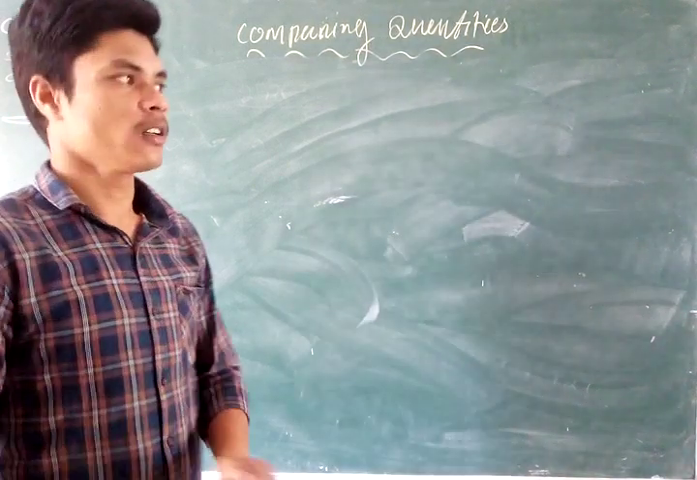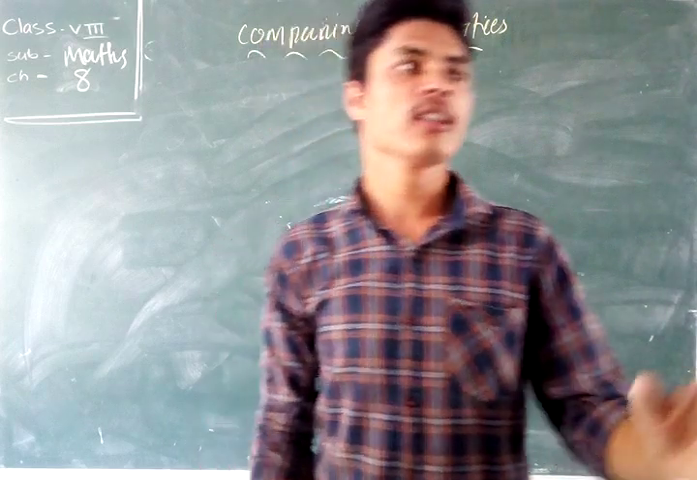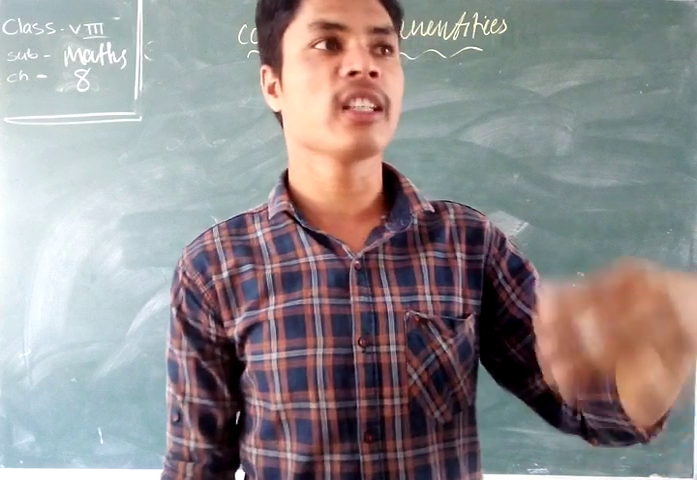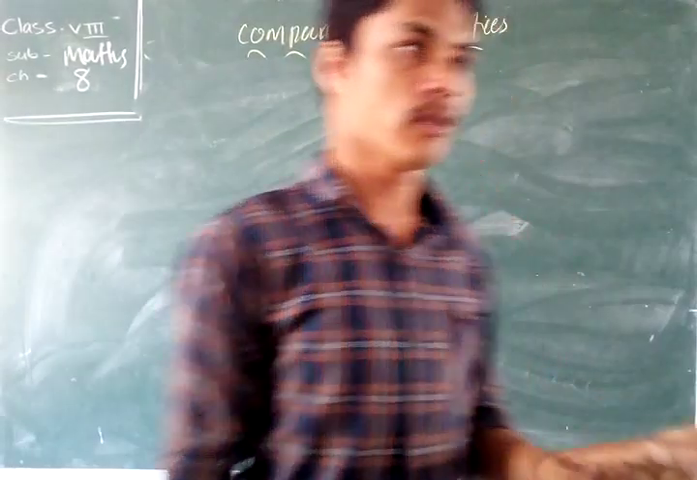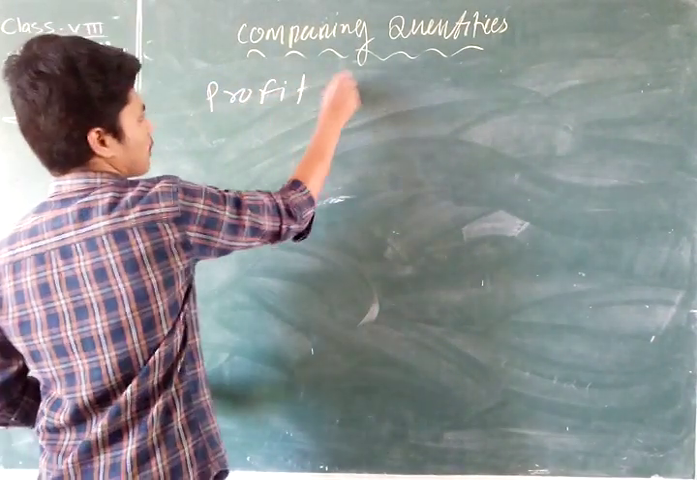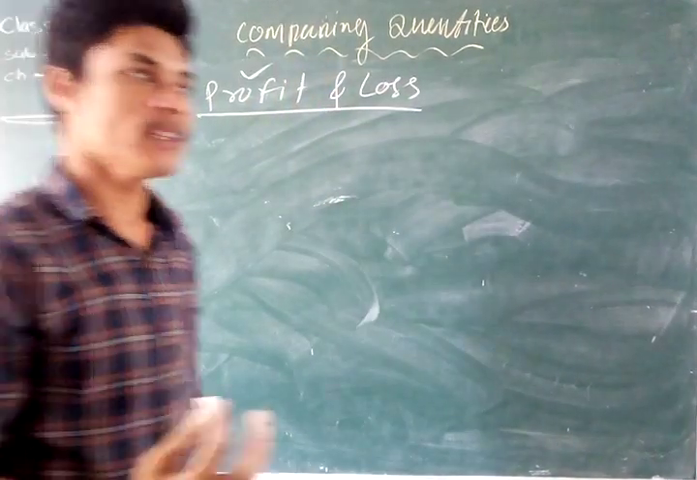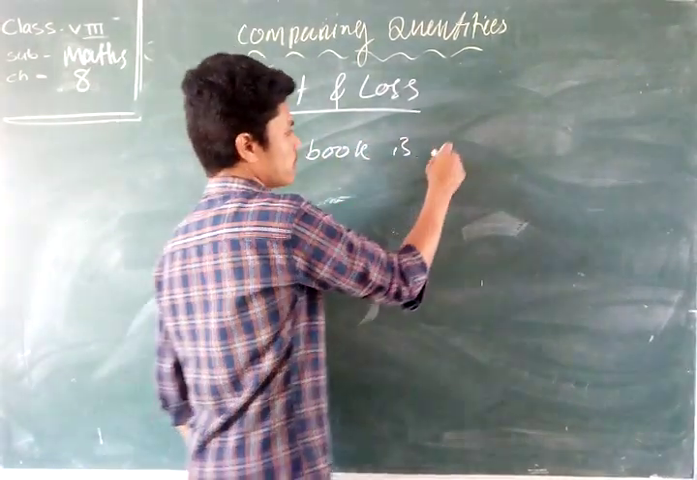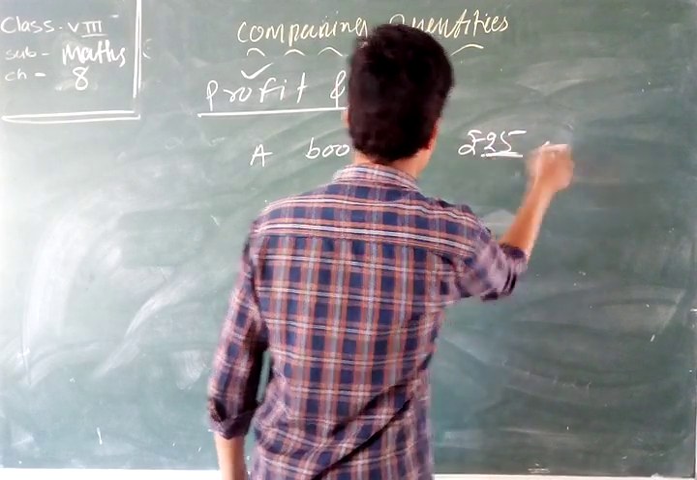Now we discuss about loss and profit, or profit and loss. When we purchase something at a lower price and sell it at a higher price, then we get a profit. When we purchase a thing at a higher price and sell it at a lower price, we get a loss. Profit means what? Suppose a book is 25 rupees.